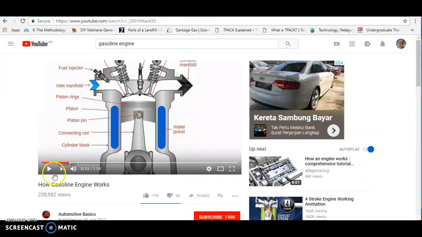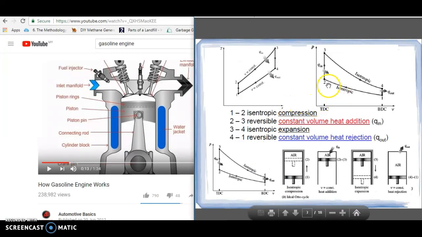Next, the top dead center is this one, where your compression stops. So this is your top dead center. You can see from your PV diagram, your top dead center is here. So when the piston cylinder compresses and stops at your top dead center, this is your minimum volume.